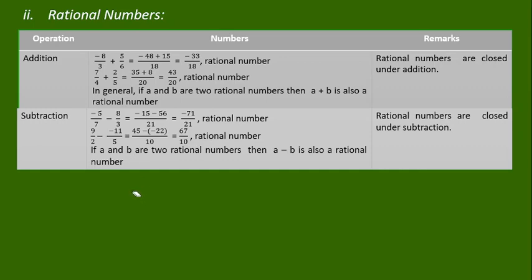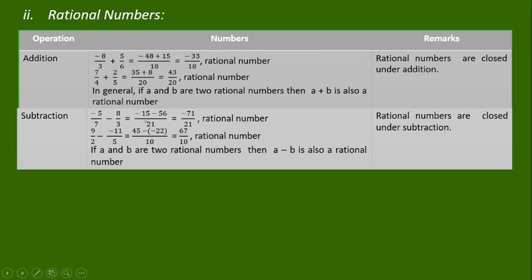Okay. So now for subtraction, again we are considering two rational numbers, minus 5 upon 7 and 8 upon 3. So we are subtracting these two numbers. Like we have added two rational numbers, similarly we can subtract two rational numbers also. So the LCM of these two numbers is 21.